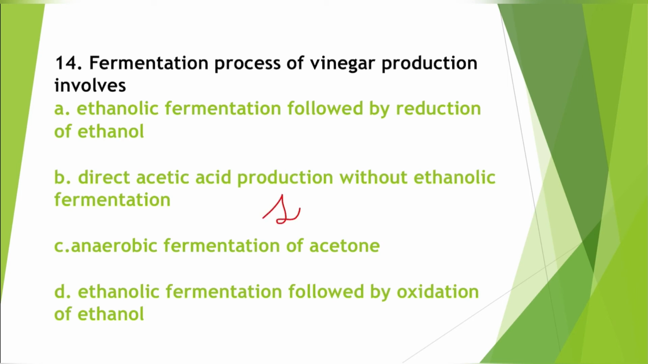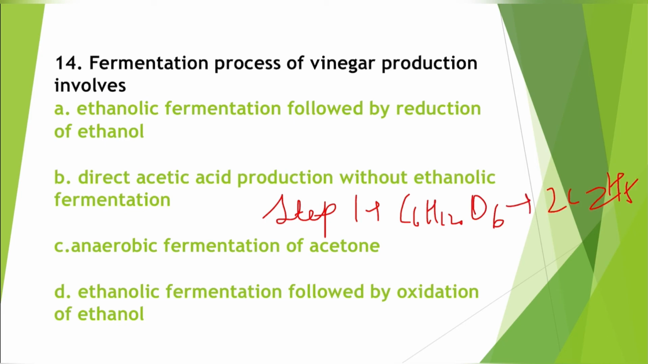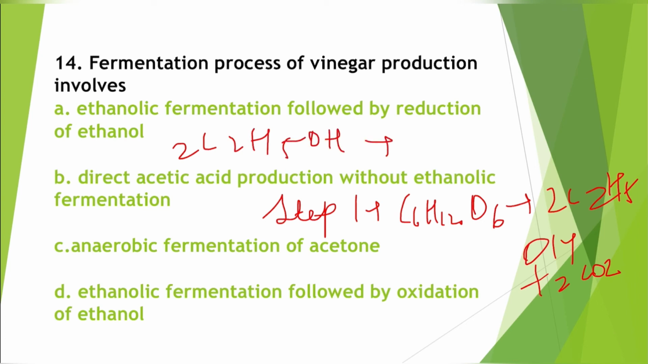So step 1, C6H12O6 converts to 2C2H5OH plus 2CO2, and then in the second step, 2C2H5OH plus 2O2 converts to 2CH3COOH plus 2H2O. Okay, next question number 16.